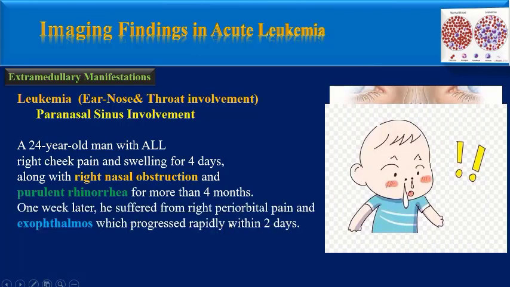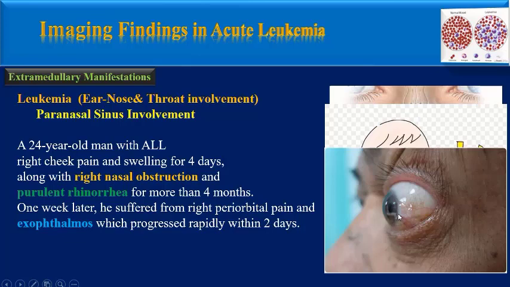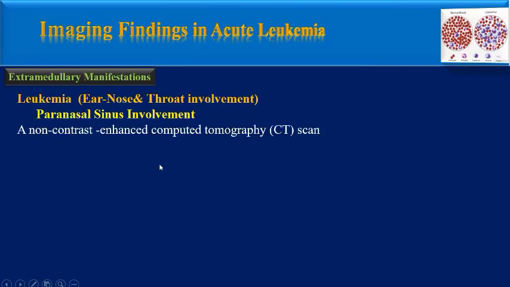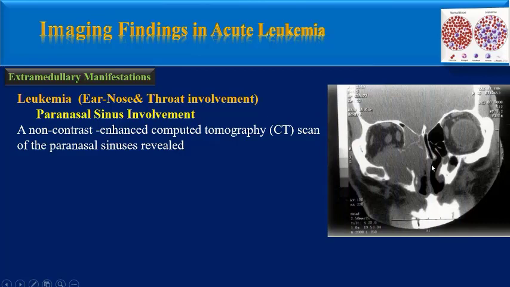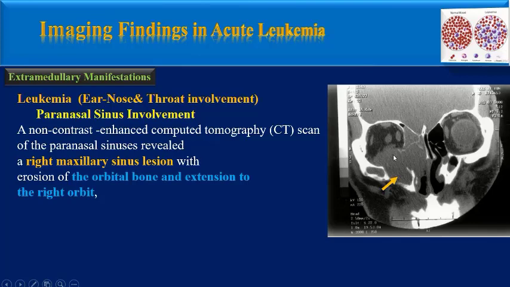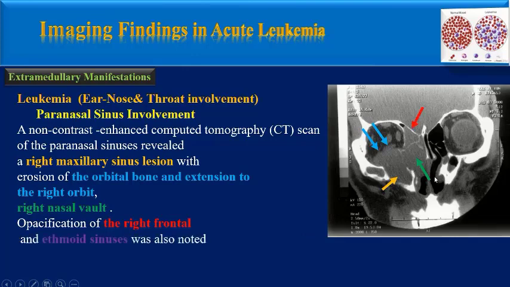One week later, he suffered from right periorbital pain and exophthalmos, which progressed rapidly within 2 days. A non-enhanced CT of the paranasal sinuses revealed a right maxillary sinus lesion, erosion of the orbital bone and extension to the right orbit, right nasal wall. Opacification of the right frontal and ethmoid sinuses was also noted.